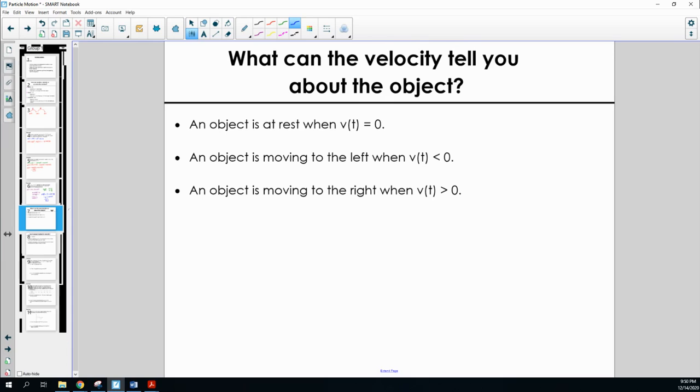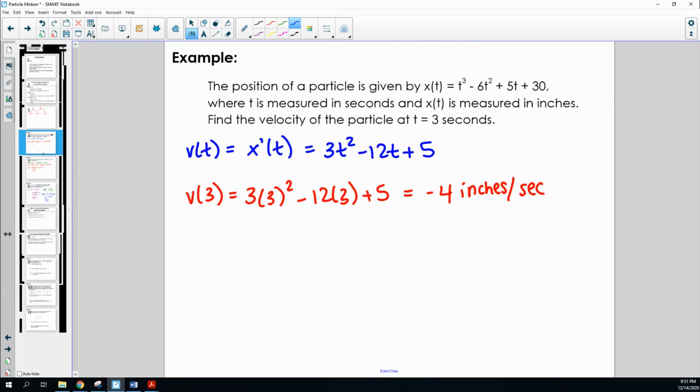So what can the velocity tell you about the object? The object itself is at rest when the velocity is equal to 0. An object is moving to the left when the velocity is less than 0. So when velocity is negative, the object is moving to the left. And an object is moving to the right when the velocity is greater than 0, or when the velocity is positive.